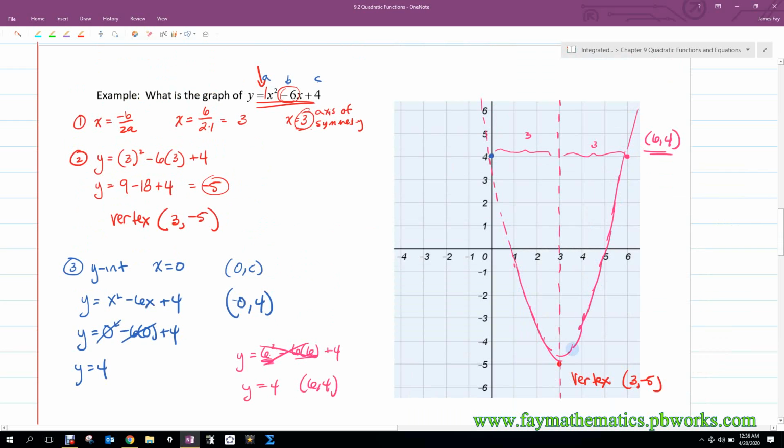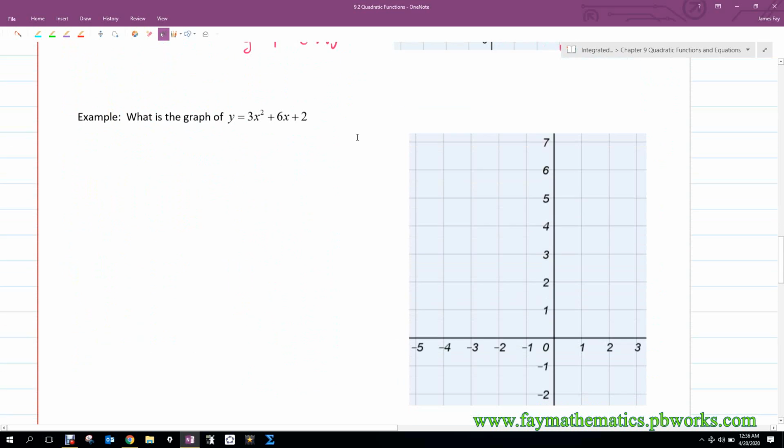Connect the smooth curve, and there is our parabola. Kind of hard to use this tablet to draw parabolas. All right, on to the next one.